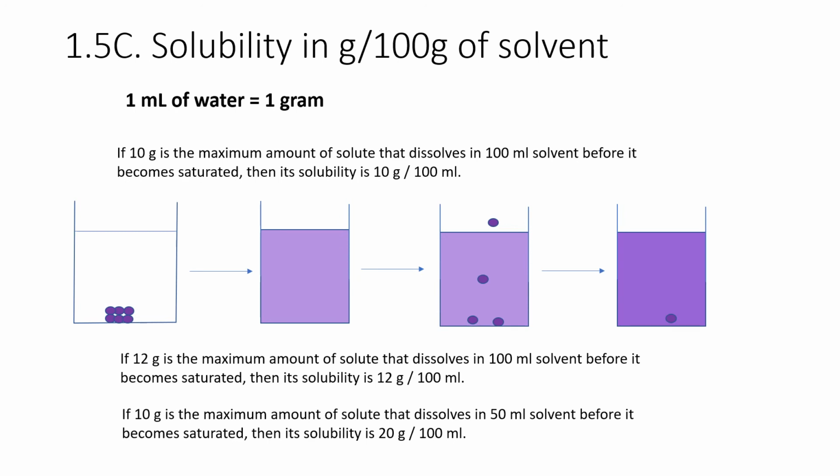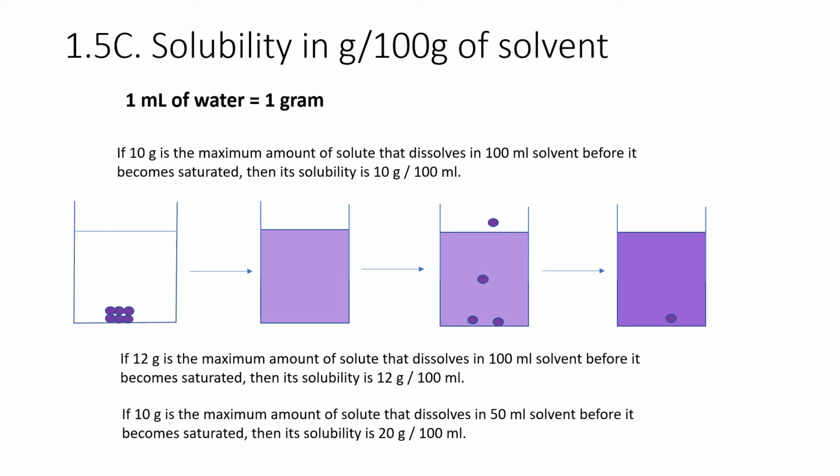Specification point 1.5c. Know what is meant by the term solubility in the units grams per 100 grams of solvent. Right, the first thing to cover in this is to point out that when we refer to solvents, we'll generally be referring to volumes, i.e. millilitres or litres. For water, 1 millilitre is equivalent to 1 gram. So essentially we're talking about how many grams of solute will be able to dissolve in 100 millilitres of water.